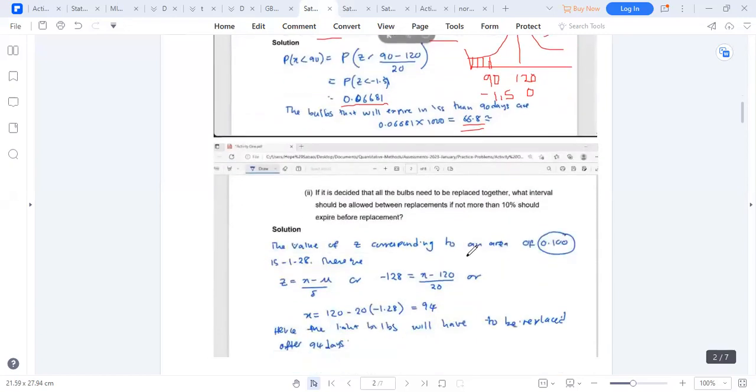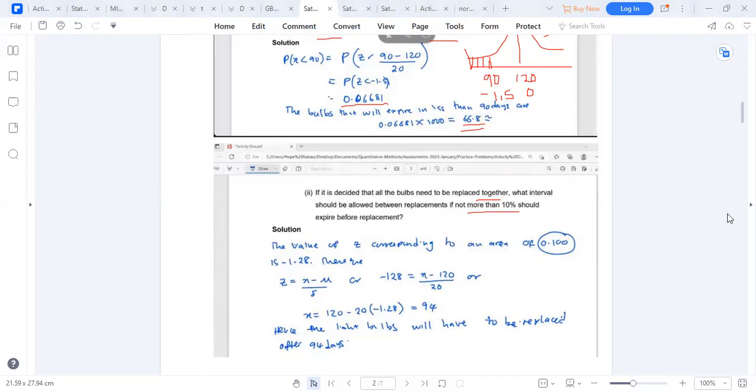We're also told that if all the bulbs need to be replaced together, what interval should be allowed between replacements, if not more than? Not more than means less than. I repeat, if it is decided that all the bulbs need to be replaced together, what interval should be allowed between replacement if less than 10% should be replaced before they expire?